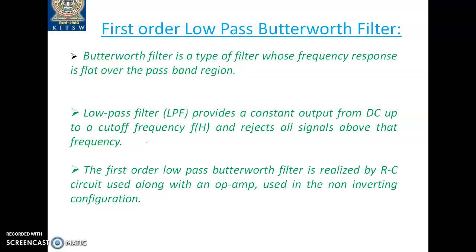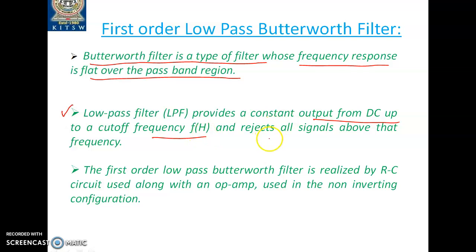So what is a Butterworth filter? The point I have mentioned here is that a Butterworth filter is a type of filter whose frequency response is flat over the pass band region, which is approximately similar to the response of the ideal filter. Now coming to the second point, the low pass filter provides a constant output from DC up to a cutoff frequency FH. For a low pass filter we have the higher cutoff frequency, and it rejects all signals above that frequency.